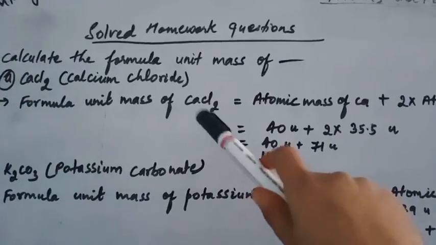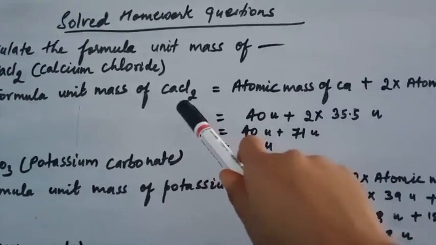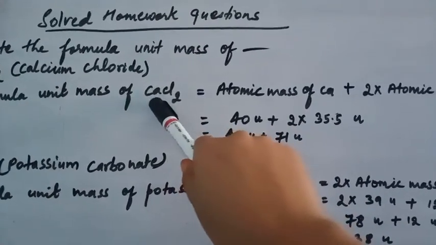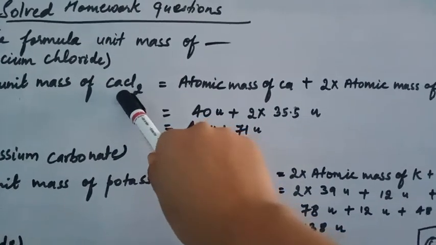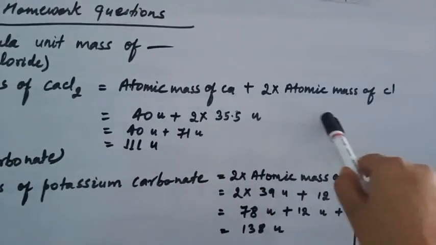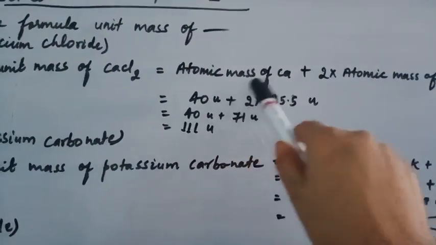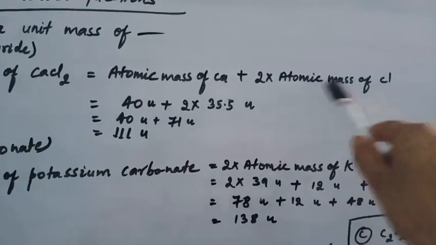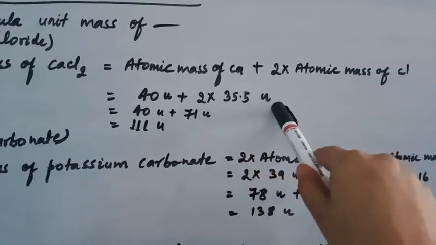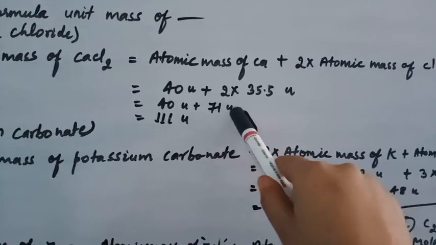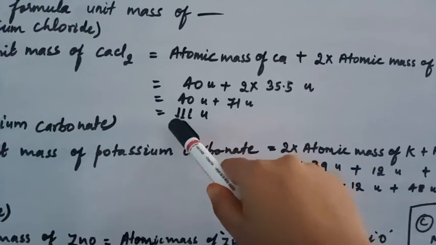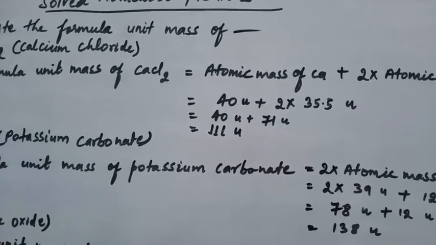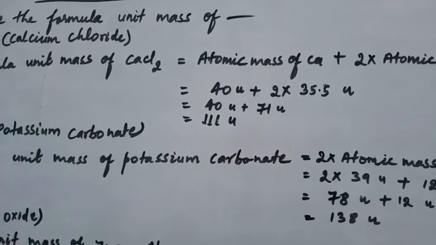So how will we find out? Formula unit mass of calcium chloride, that is CaCl2, is equal to atomic mass of calcium plus 2 into atomic mass of chlorine. So atomic mass of calcium is 40U plus 2 into atomic mass of chlorine, 35.5U. So we'll get 40U plus 71U, and the answer is 111U. So formula unit mass of calcium chloride is 111U.